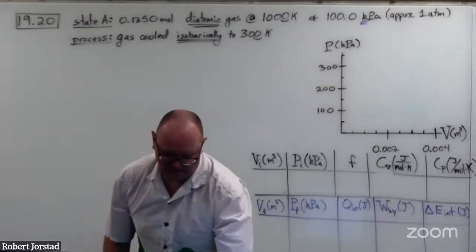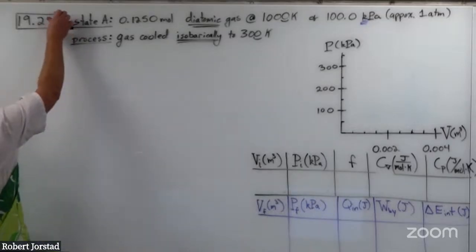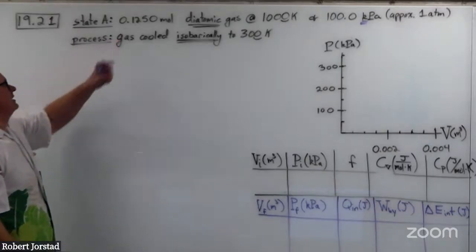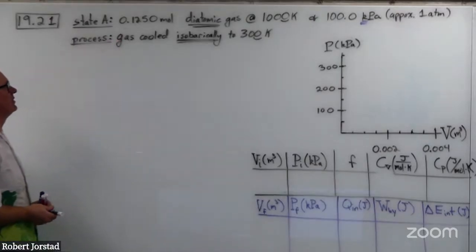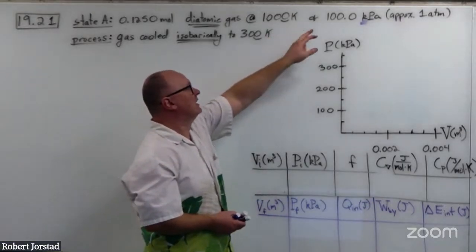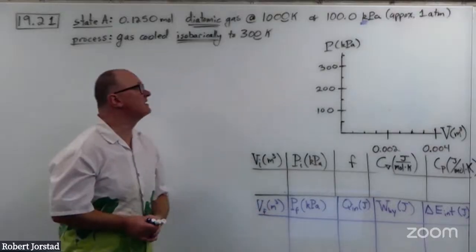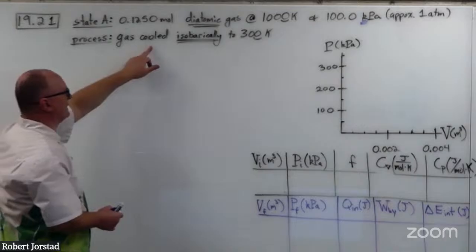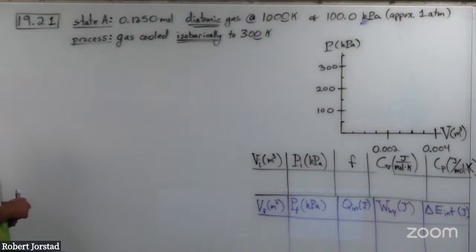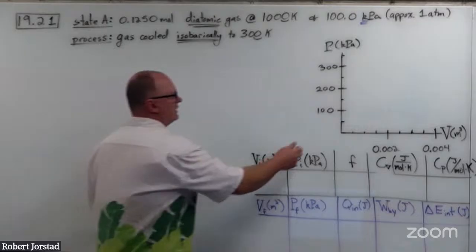All right, we're going to now do problem 19.21. We're doing state A. You've got 0.125 mole of diatomic gas starting at 1,000 Kelvin and 100 kilopascals. So it's a little bit different initial conditions. And then we're going to cool it isobarically to 300 Kelvin. Let's go to what we know first and fill in the chart, and our goal is to draw the PV diagram.